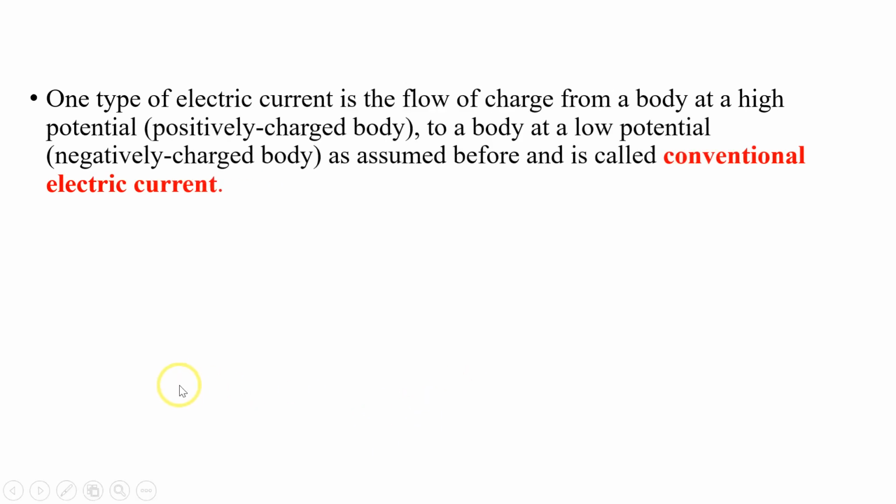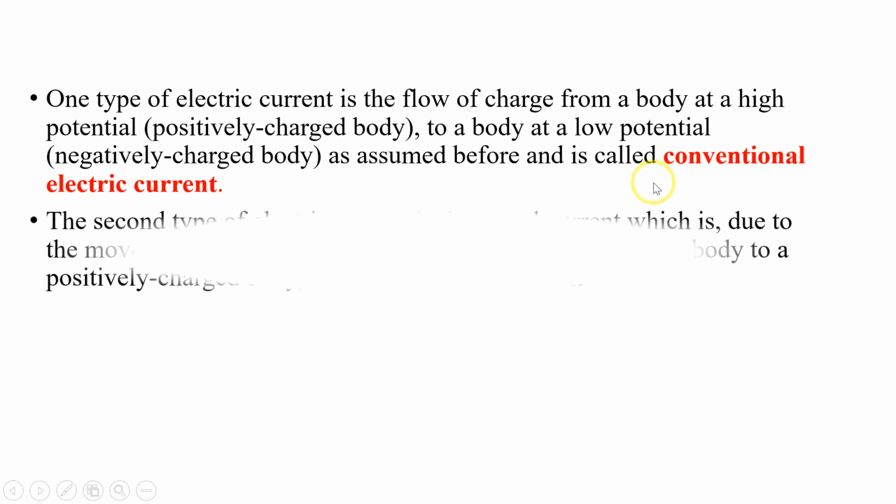So we can usually say that one type of electric current is a flow of charge from a body at a high potential to a body at low potential, as assumed before, and it is called conventional current. In the past, people used to think that electric current is actually the flow of positive charge, and they called this current conventional electric current.